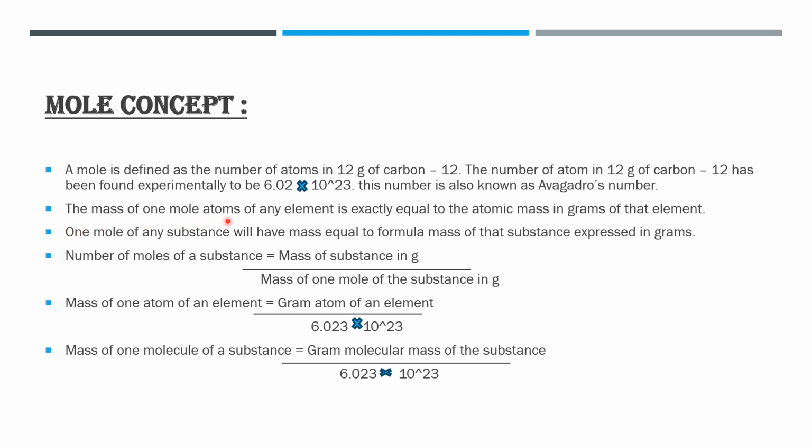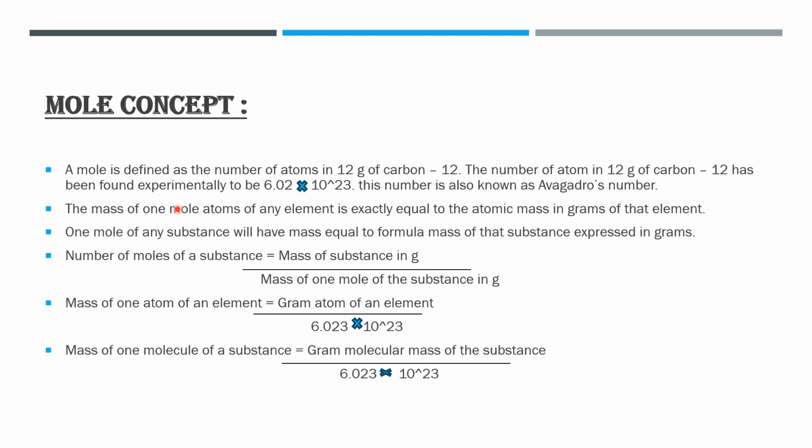The mass of 1 mole of atoms of any element is exactly equal to the atomic mass in grams of that element. So the mass of 1 mole of atoms of any element you have considered is exactly equal to the atomic mass in grams of that element. So 1 mole of any substance will have a mass equal to the formula mass of that substance expressed in grams. As I told you, formula mass is the mass of the smallest unit of that ionic compound, the formula unit. The mass of this unit is called the formula mass, as I told you in the molecular masses.